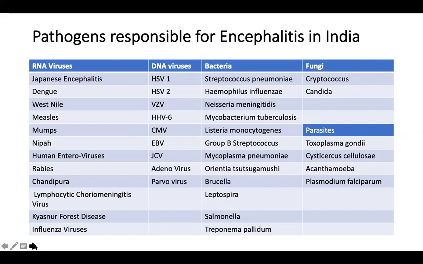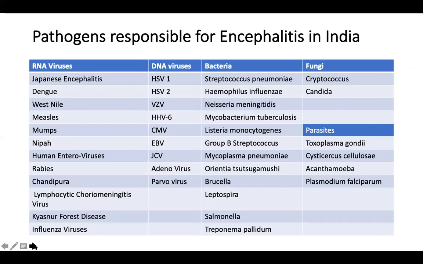The moment you come to DNA viruses, you have HSV, CMV, VZV, HHV6, EBV, all of them belonging to Herpesviridae, and John Cunningham virus, adenovirus, and parvoviruses. But there are a whole lot of bacteria which present as encephalitis: Streptococcus pneumoniae commonest, Haemophilus influenzae in small children or very old adults, Neisseria meningitidis, which comes as epidemics both at Hajj time and in India or any big gathering all over the world.